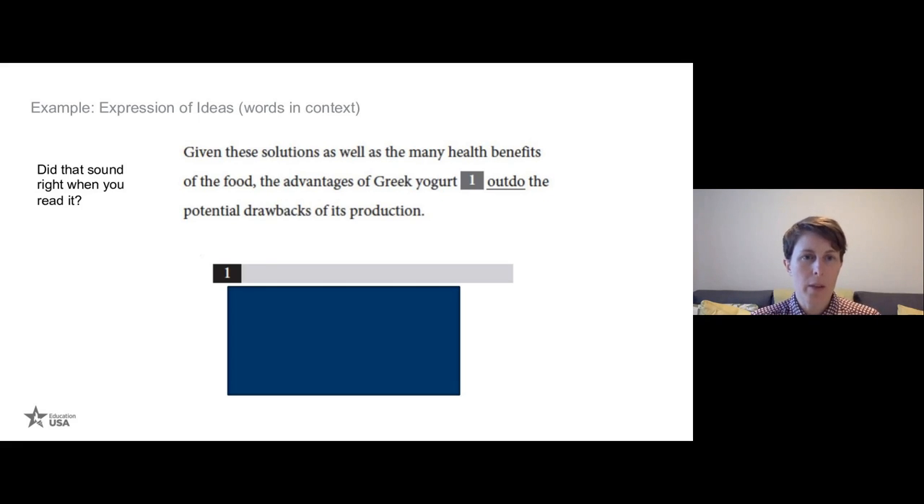Here's another example of words in context. As you're reading and you just see one word underlined, the first reaction you should have is, did this word sound right when I was reading it? Was it the right word in this sentence? Because this is just a verb that's underlined. It could potentially be a subject verb agreement, but for the most part, it's going to be a right word situation. So, given these solutions, as well as the many health benefits of the food, the advantages of Greek yogurt outdo the potential drawbacks of its production.